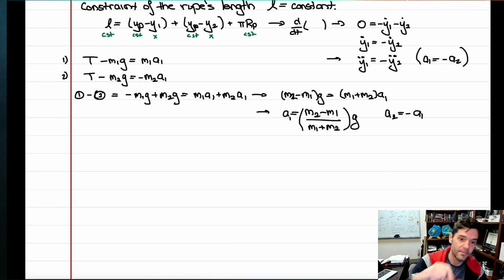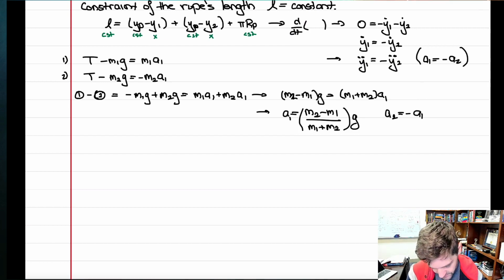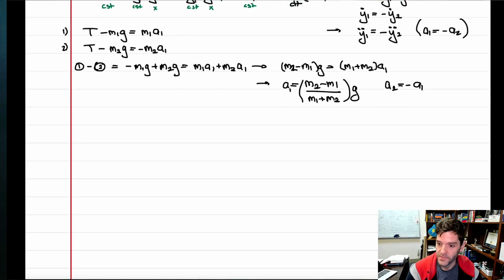So here I combined two systems and then a geometric constraint, in this case the length of the rope. Something good to keep in mind when you have things that are constrained by ropes and whatnot.